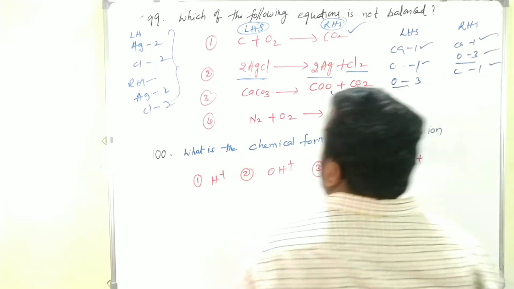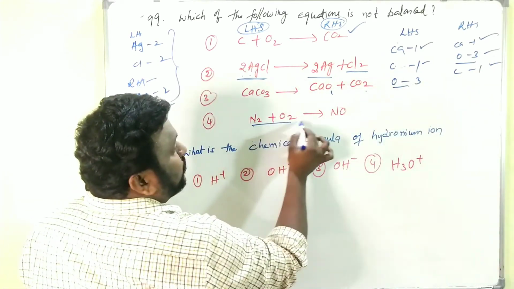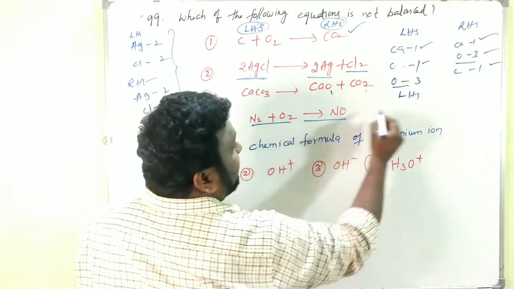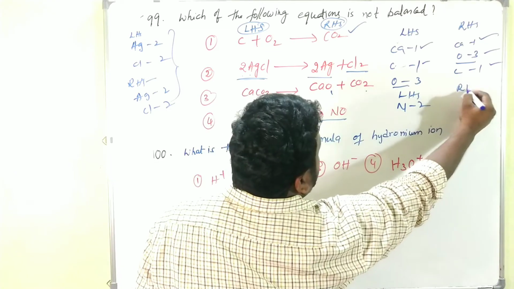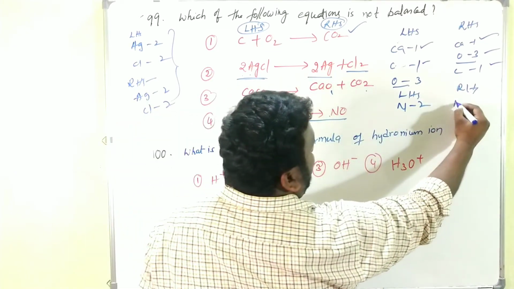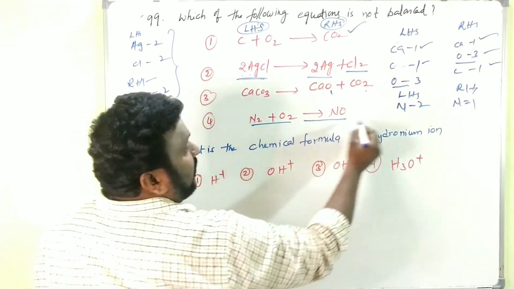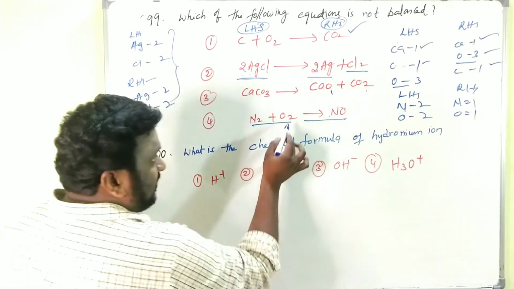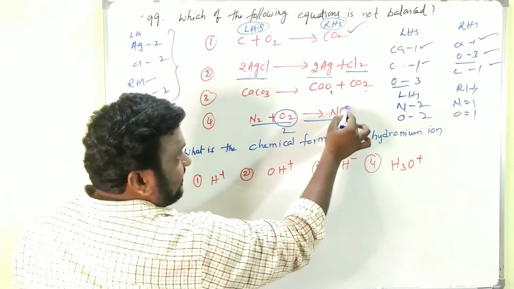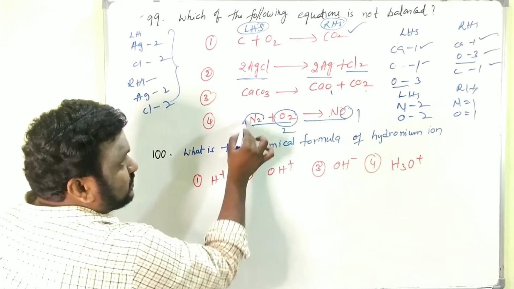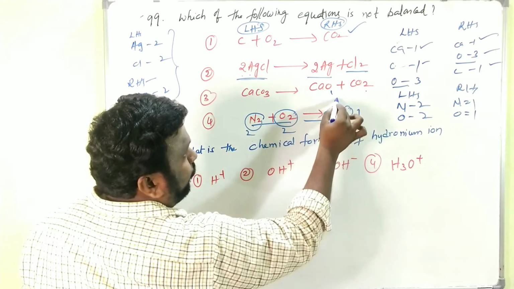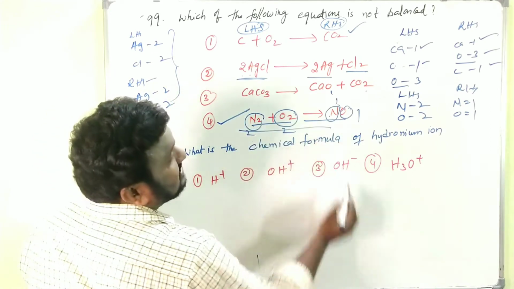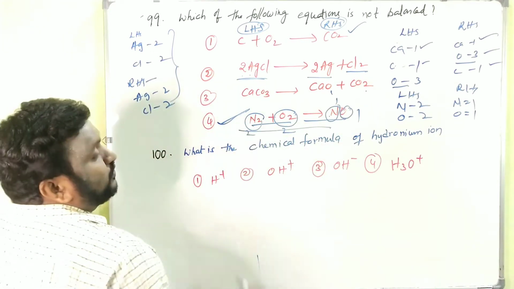So balanced. And next, the fourth one, N2 plus O2 gives us NO. Now LHS side, how many nitrogens are there? Nitrogen 2 there, and RHS only one. And how many oxygens here? 2 here. How many oxygens here? Only 1. Here nitrogen 2, here only 1. That's why the fourth equation is the right answer, but it is not a balanced equation. So the fourth one is the correct one.